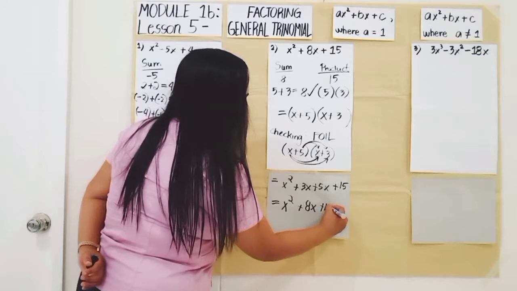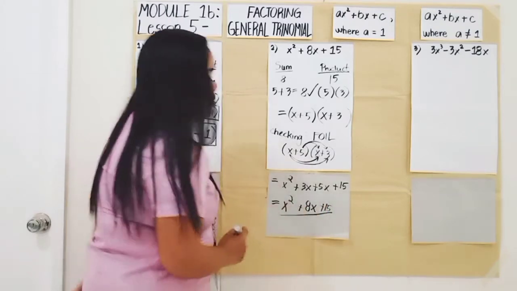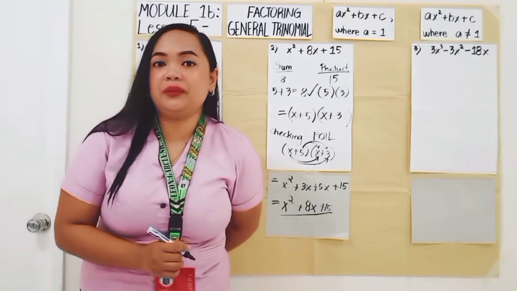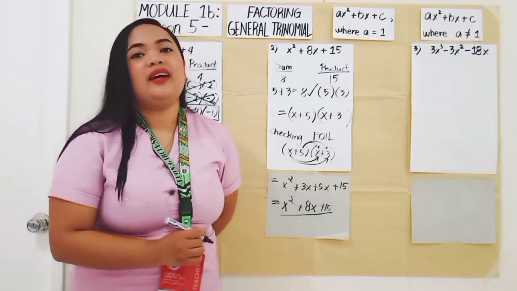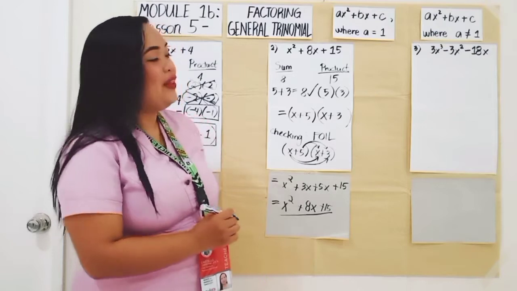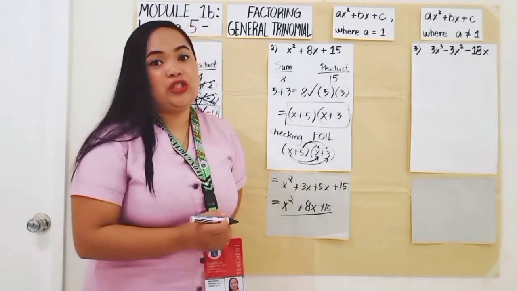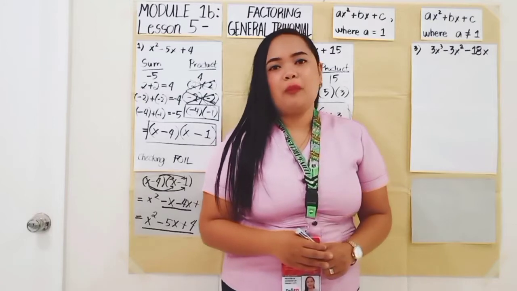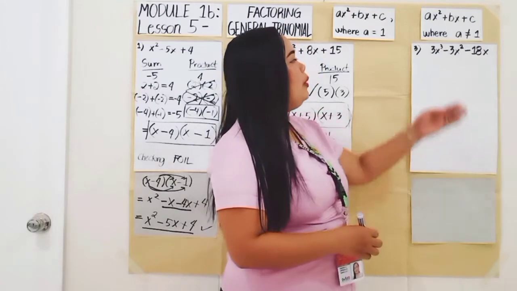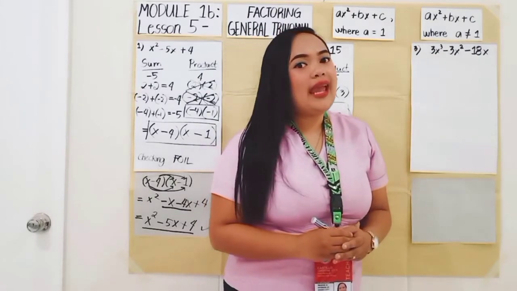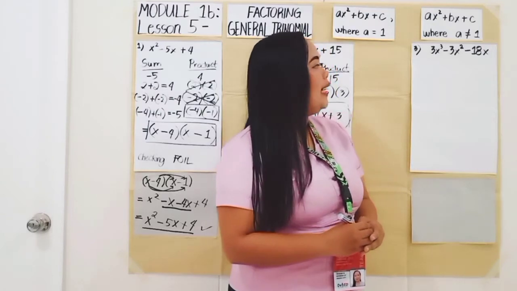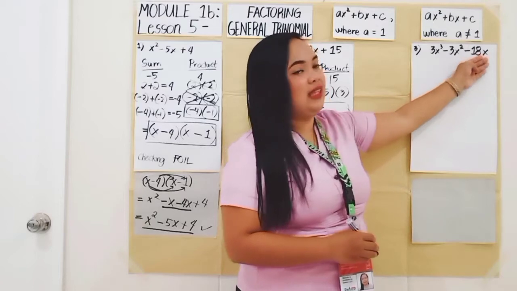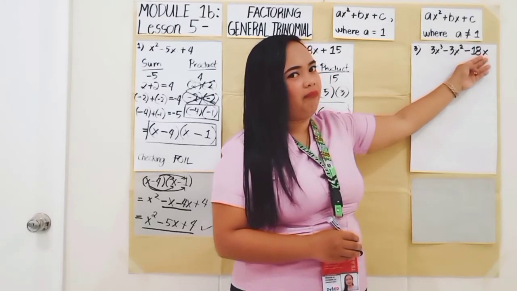Bring down 15. Is it the same trinomial in the given problem number 2? Obviously, it is. Then our factors are correct. Let's proceed with problem number 3. Problem number 3 is 3x cubed minus 3x squared minus 18x.